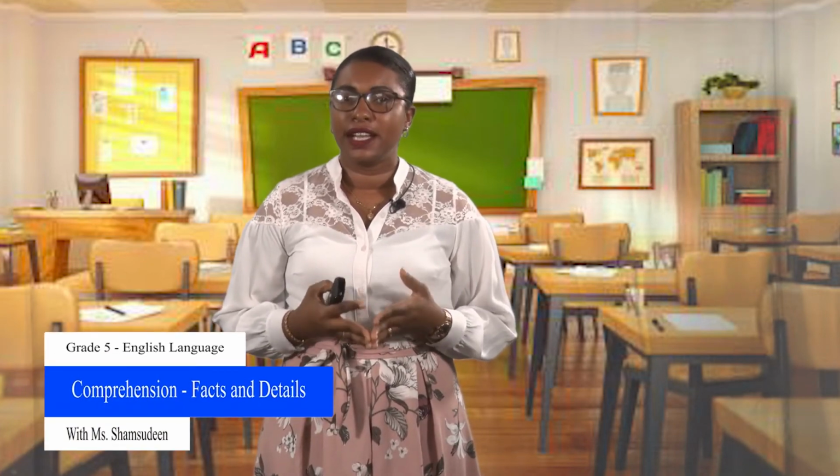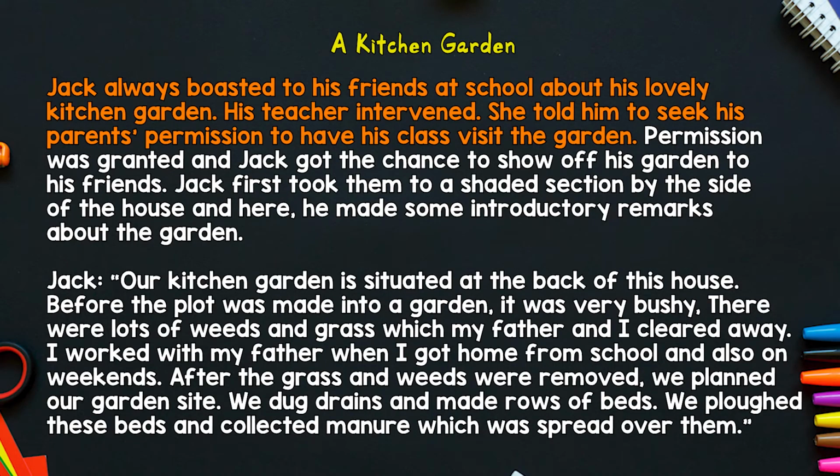Now here is a part of a passage taken from the Fun with Language Book 5. The title of this passage is A Kitchen Garden. I will read, you will follow, and then we're going to look at a few questions that require us to find facts and details.